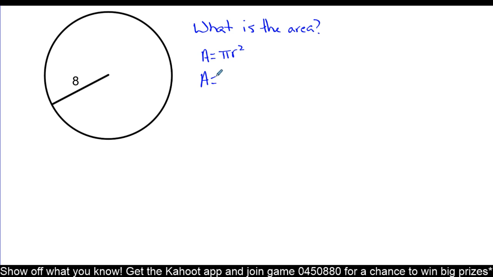So let's fill in our numbers. Pi is still 3.14. This time our radius is 8, so we have 8 squared. We always have to do our exponent first. So 8 times 8 is 64. We just bring the pi down, 3.14.